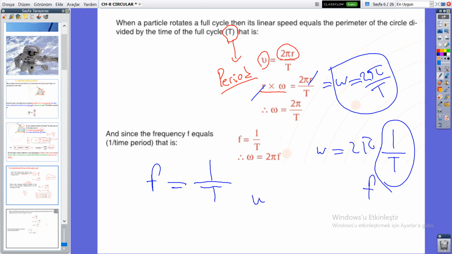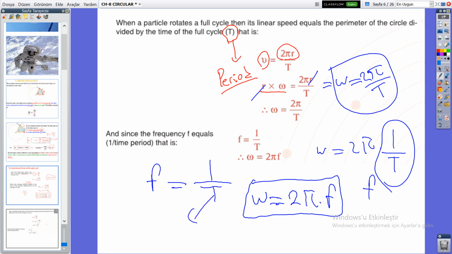We can write angular speed equals 2 pi multiplied by frequency. And the unit of period is second, or minutes. The unit of frequency is 1 over second, or the special unit hertz.